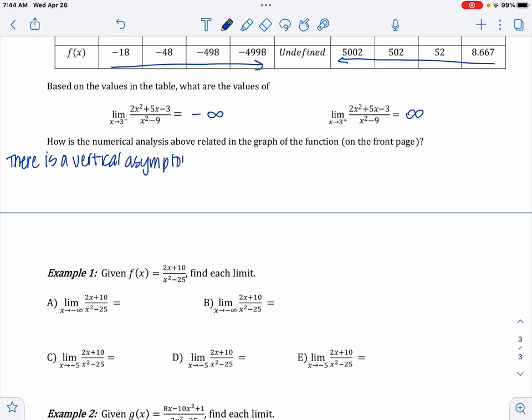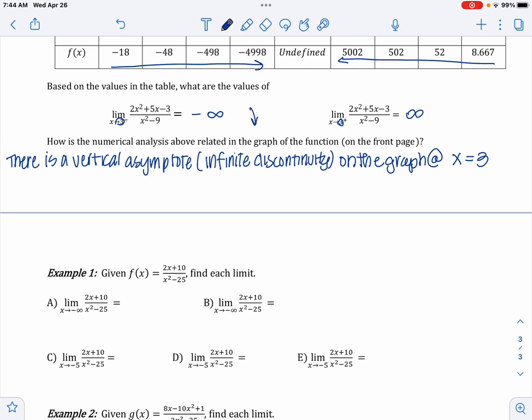which remember we call that an infinite discontinuity on the graph at x equals 3. And that's this value right here. Okay, so think about it. If it's negative infinity, there's something pointing this way, and that would imply that asymptote.